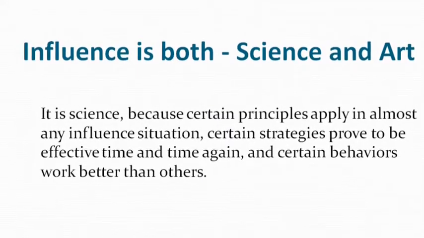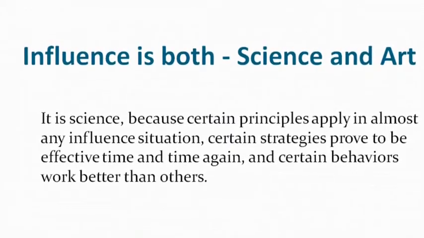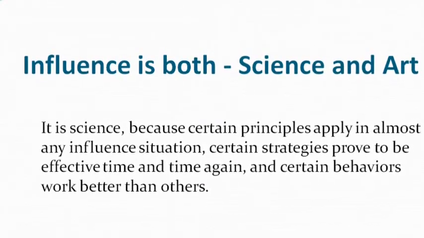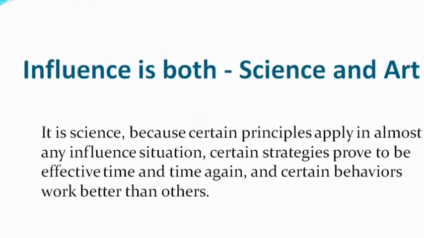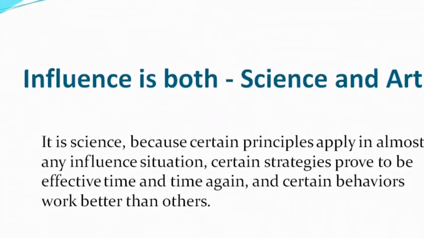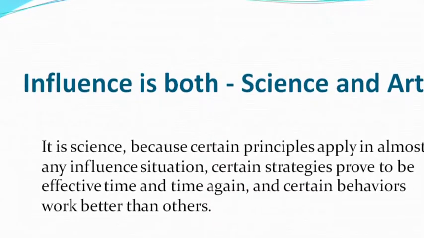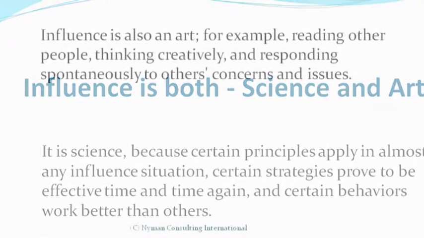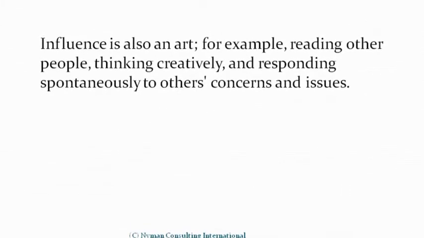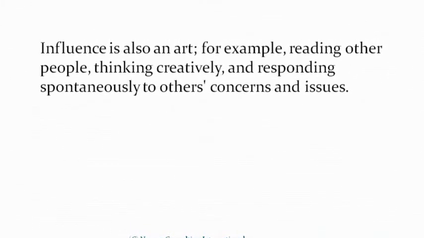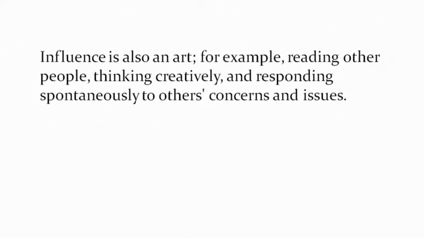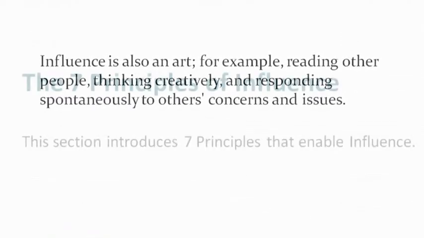What is influence? Influence is both science and art. It is science because certain principles apply in almost any influence situation, certain strategies prove to be effective time and time again, and certain behaviors work better than others. On the other hand, influencing is also an art. For example, reading other people, thinking creatively, and responding spontaneously to others' concerns and issues.